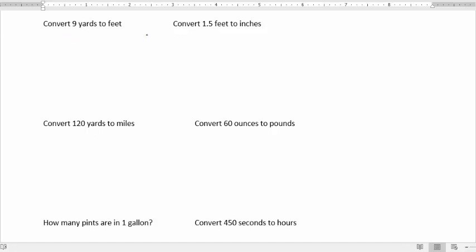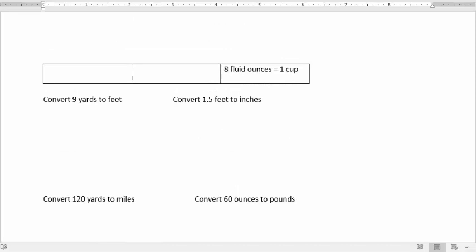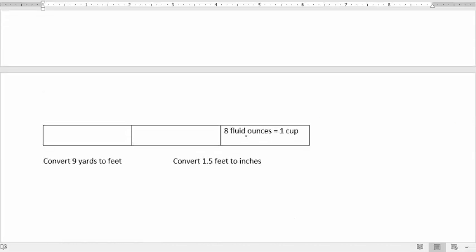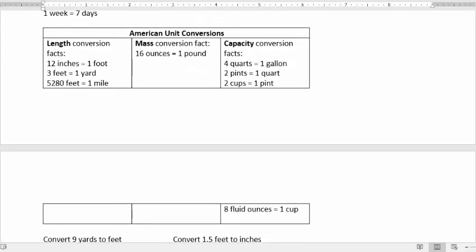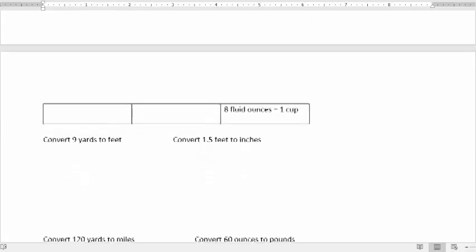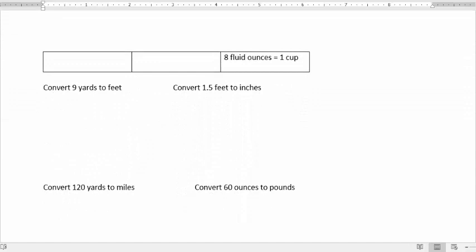Well, that's pretty straightforward because if we see from up here, 8 fluid ounces equals 1 cup. That was one that we had missed in the intro video. We can see here that we know that 12 inches equals 1 foot, but 3 feet equals 1 yard. So if we're trying to convert from yards to feet, we're going to use the fact that 3 feet equals 1 yard, right? So what we're going to do here is we're going to do what I said up top.